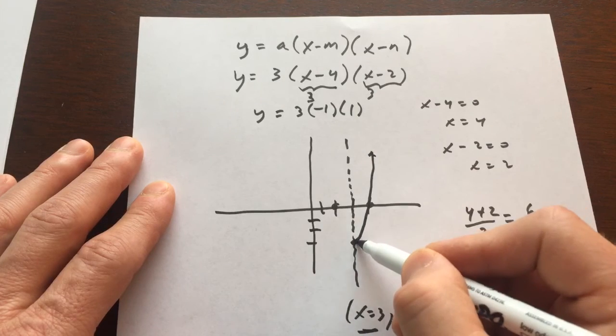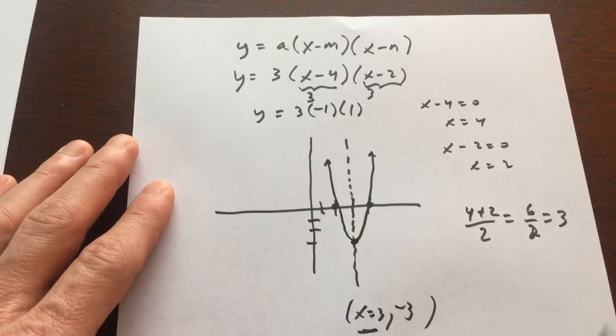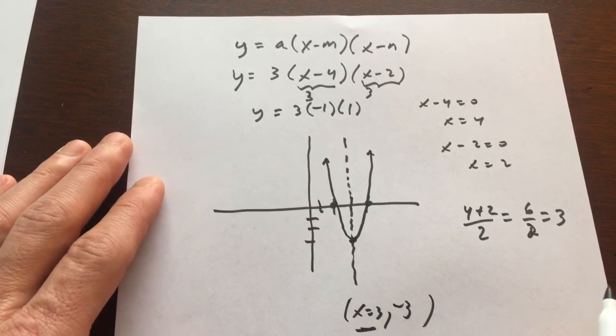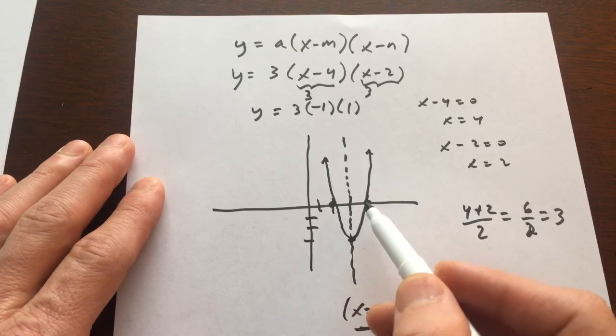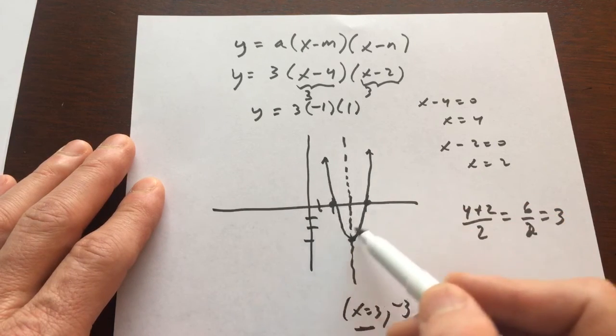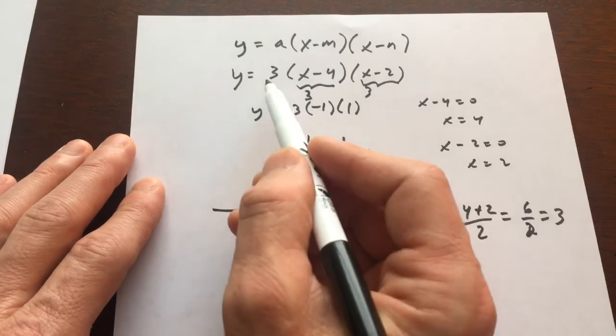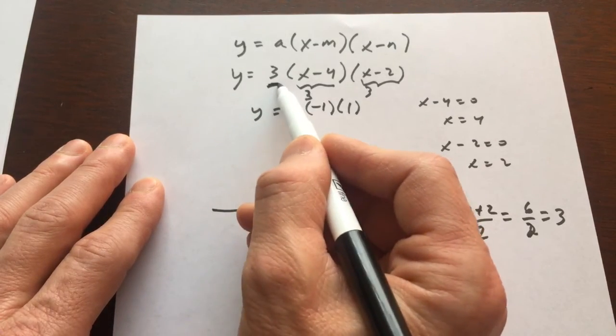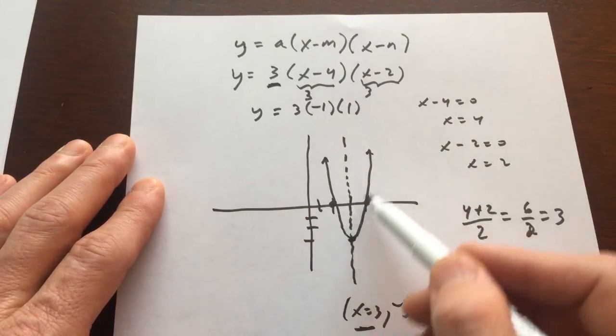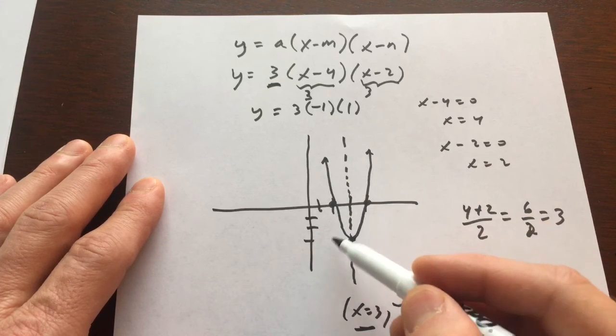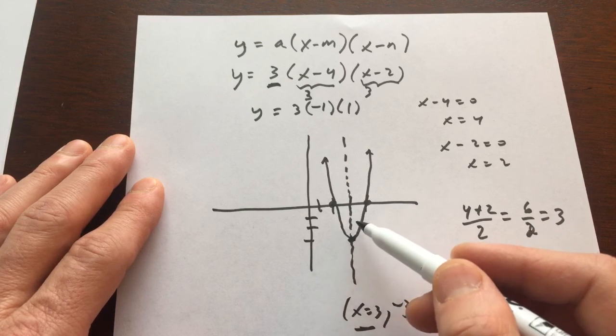Any questions about how we found that vertex? So that's the key. You found the vertex, you've got the two x-intercept points, and with those 3 points you can get a pretty good sketch of the graph. Now, again, if you look at this a value, if the a value is positive, remember the graph opens up. If the a value is negative, that means the graph is opening down, right?